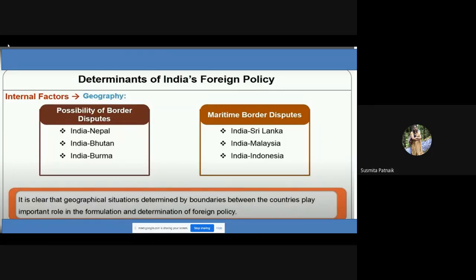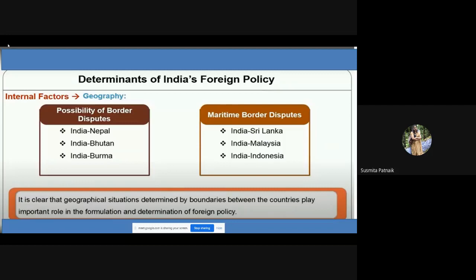And there can be maritime border issues between India and Sri Lanka, India and Indonesia, and India and Malaysia, if India does not change its foreign policies. So it is clear that the geographical situation, determined by the boundary between countries, plays an important role in the formulation and determination of foreign policies.